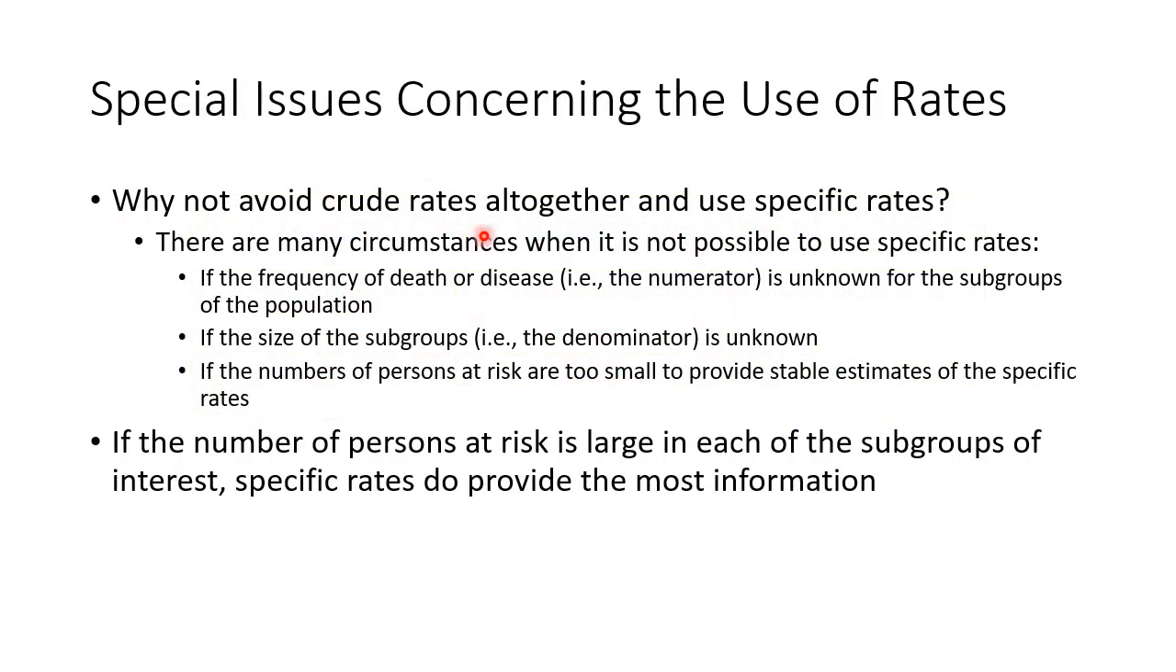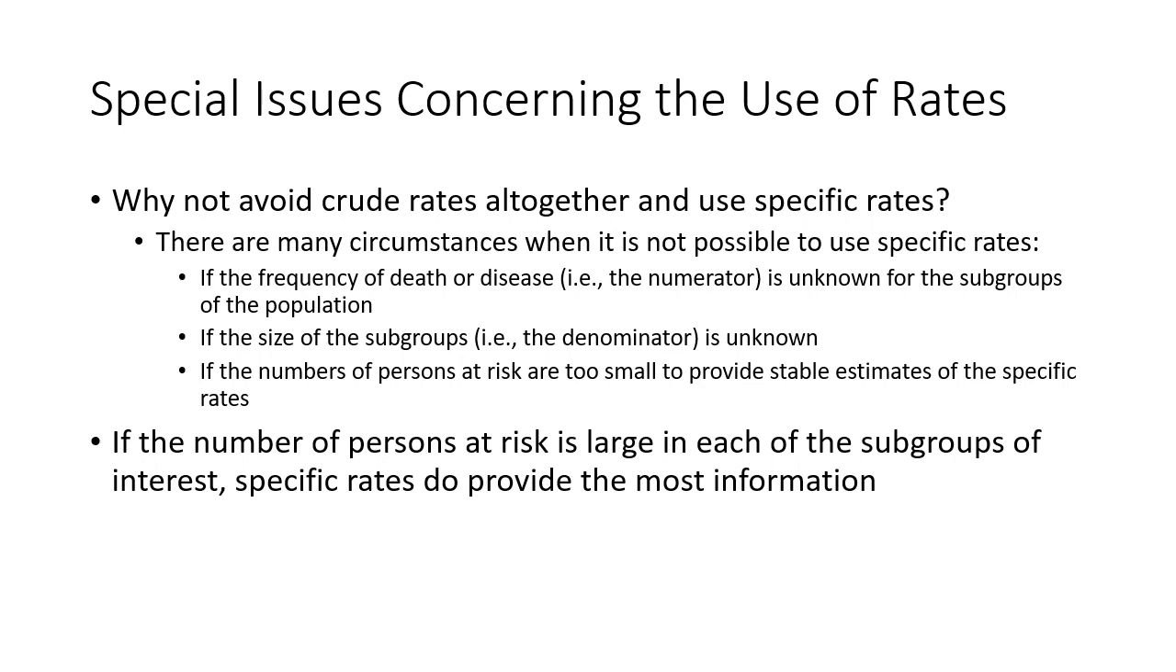Again, why not avoid crude rates altogether and only use specific rates? Well, sometimes it can be useful where it's not possible to use specific rates, right? If you imagine the frequency of disease is maybe unknown for subgroups of the population, maybe you don't have access to the data for different age groups, based on sex or on comorbidities and things like that, it may not be very useful. If you don't really know what the denominator is, you may not be able to do that. And if the number of people at risk is very small, you may not find very stable estimates of the specific rates. So again, those are cases where crude numbers are still going to be useful, even though you'd like to have specific rates whenever possible.